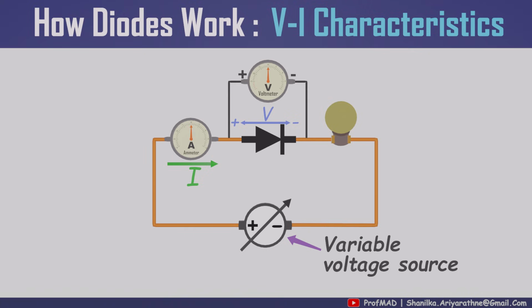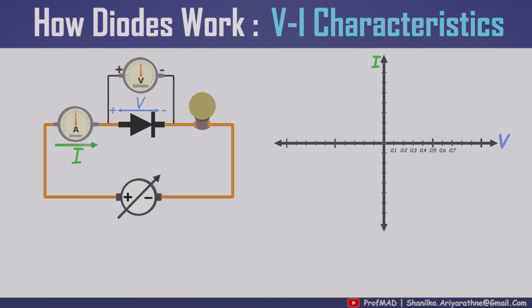Now, as we slowly vary the source voltage, we record the voltage across the diode and the current through it. Then we plot those values on a VI graph, voltage on one axis, current on the other. We start at 0 volts. With no source voltage, the voltage across the diode and the bulb is also 0, so there's no current flowing.